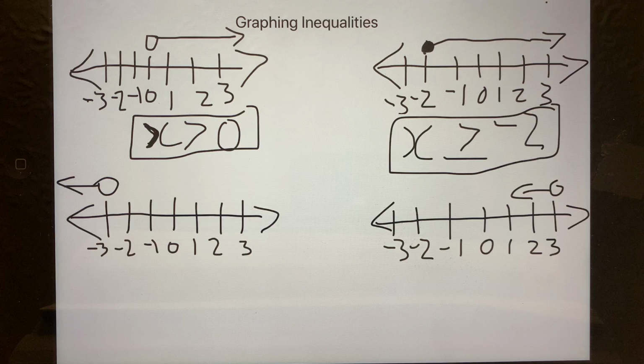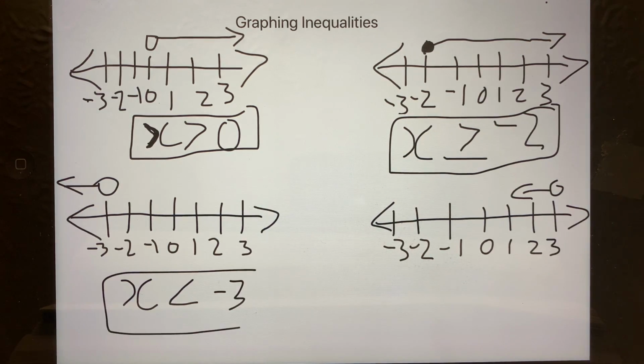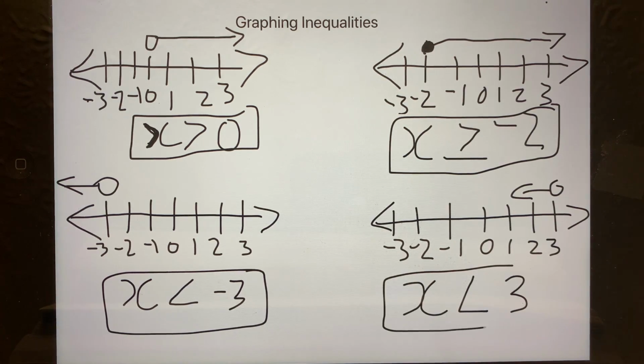We have an open circle, and it's pointing to the left, so we know it's going to be less than. It's an x over here, so it's less than what value? -3, because that's what it's hovering over. And then our last question: it's hovering over 3, so we know it's 3, and it's an open circle pointing to the left, so again, that would be our answer.